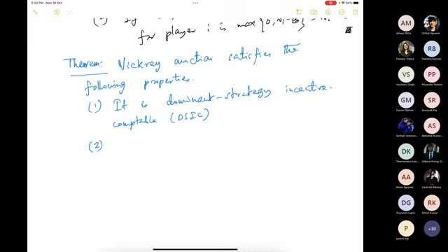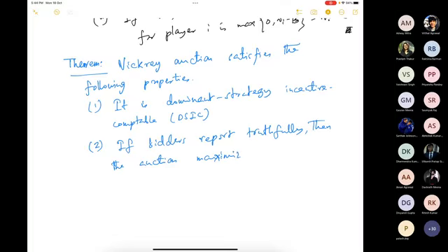The second one is performance guarantee. That if bidders report truthfully, meaning they bid their valuations, then the auction maximizes the social surplus.